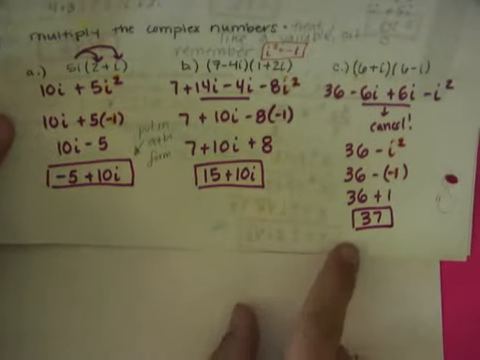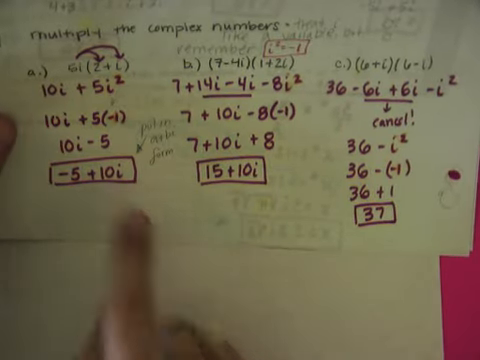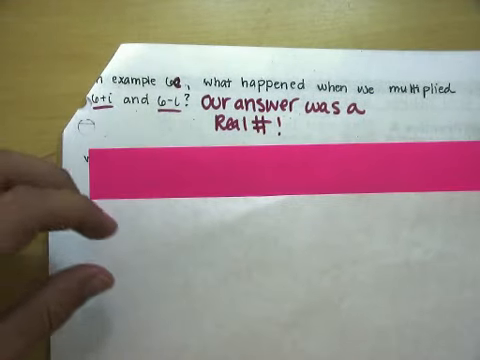So actually, if we take a minute and look, here we got 37 as our answer. The other times we got an imaginary number. So that's what made that problem unique, is that our answer was a real number. And go ahead and copy these down as I go through them.